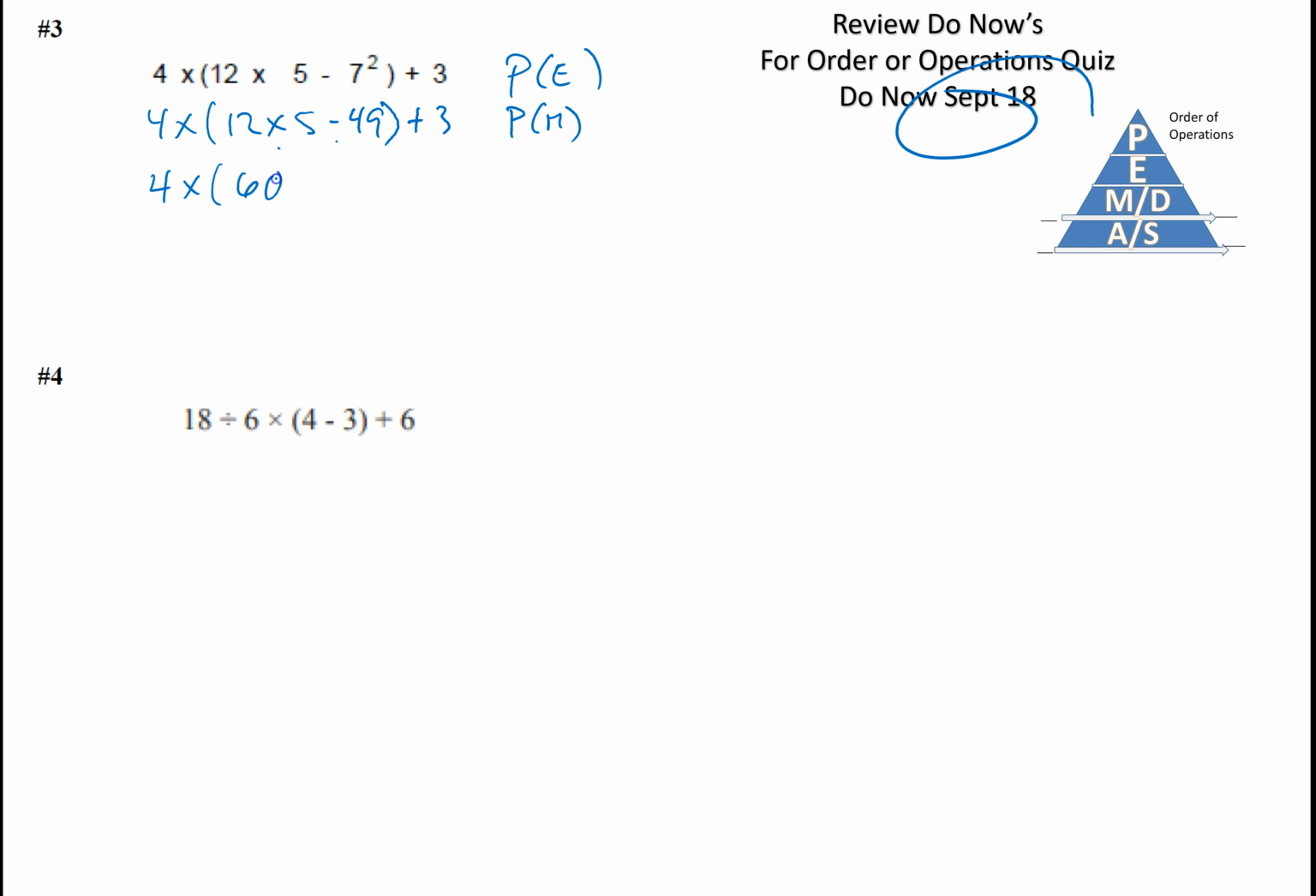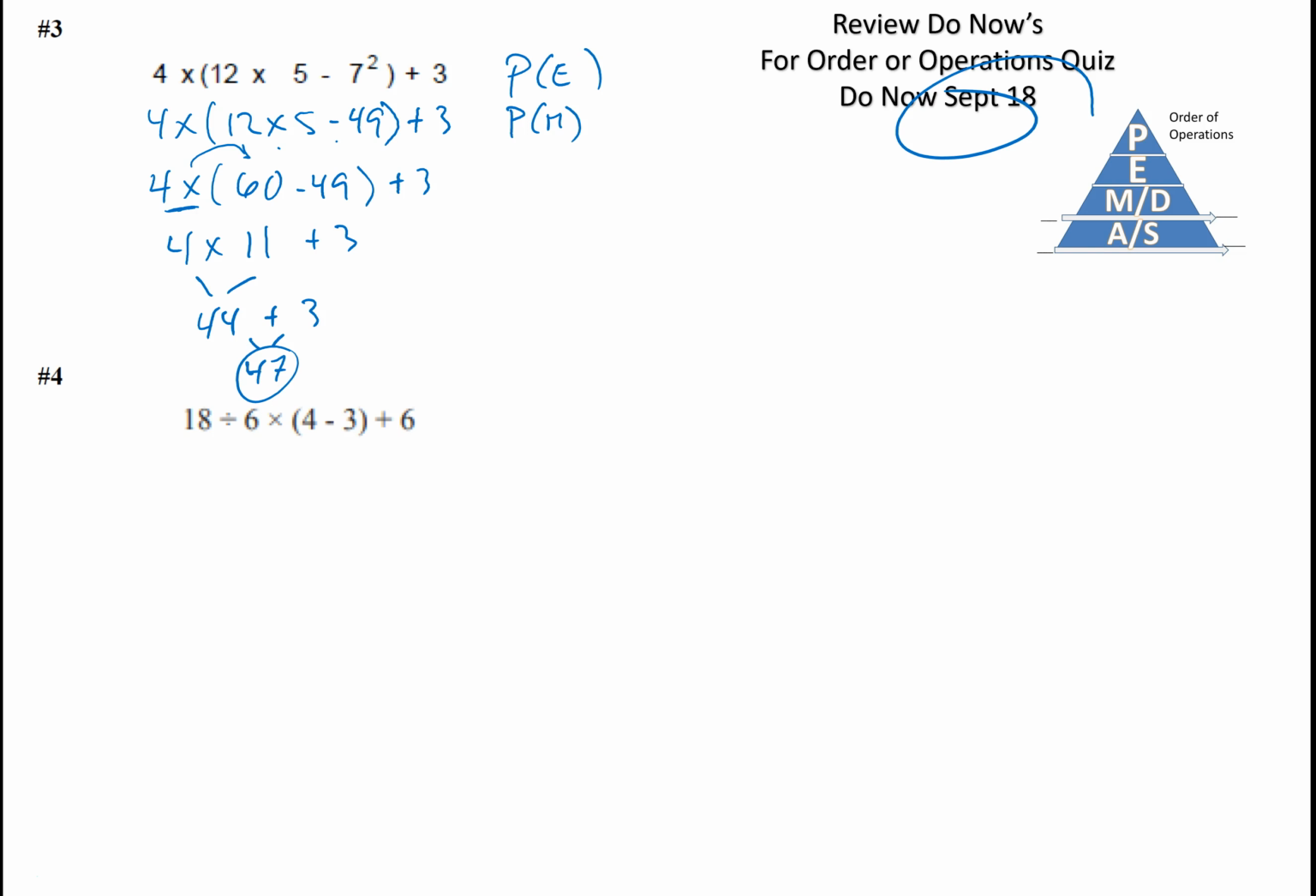12 times 5 is 60 minus 49 plus 3. I'm still waiting because it says multiply anything inside here by 4, but I'm not done yet. So 60 minus 49 is 11 plus 3. Now all I have left, I don't need that, is multiplication and addition. So multiplication first, 44 plus 3. 44 plus 3 is 47.